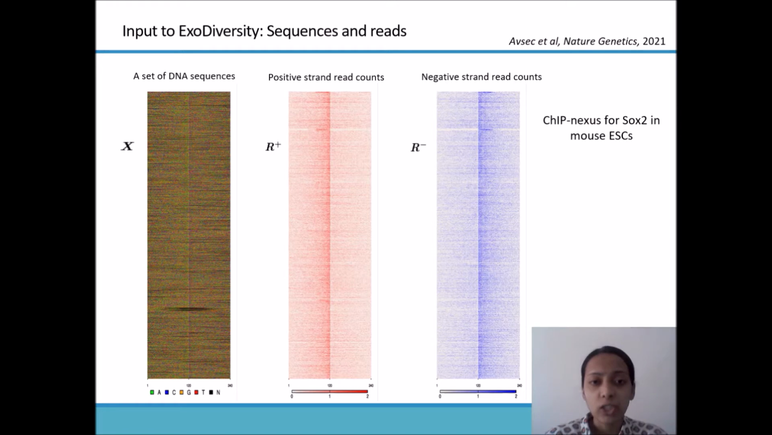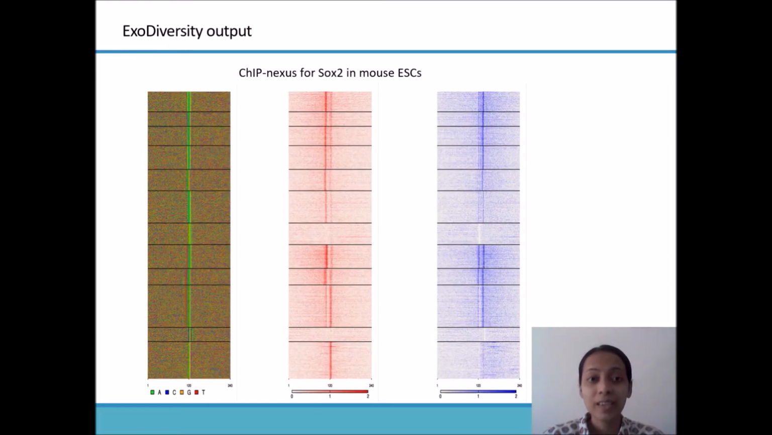The question which ExoDiversity wants to answer is: is there a single type of footprint or are there multiple ones? And can we identify these multiple footprints only using these three datasets? Indeed, ExoDiversity divides the ChIP-nexus SOX2 dataset into 12 modes of binding, with each mode having its own characteristic motif and positive and negative strand read distributions. This is the same data we saw before, just reordered and aligned according to the mode positions identified by ExoDiversity. We now look at the model.